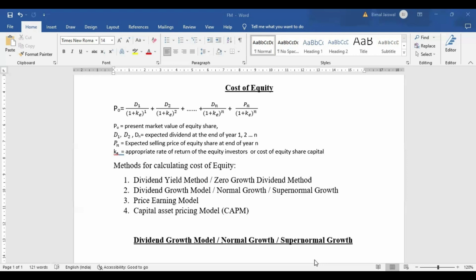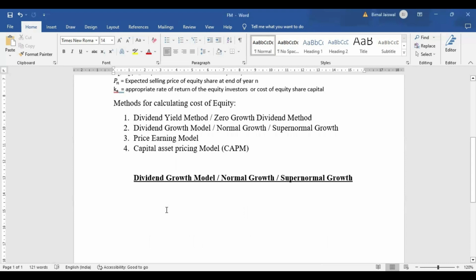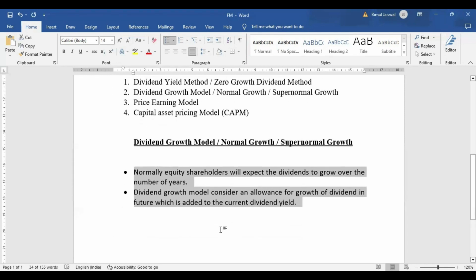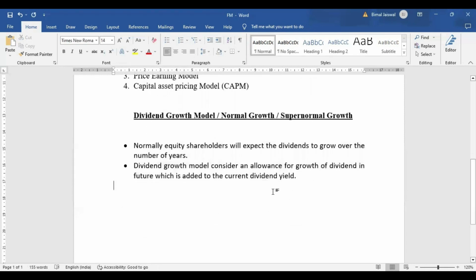Whatever I have said just now, you can note down in this form. Normally all the shareholders expect their amount of dividend to grow, and whatever the rate of growth is, that has to be added to the current dividend yield to get the future amount of dividend itself.